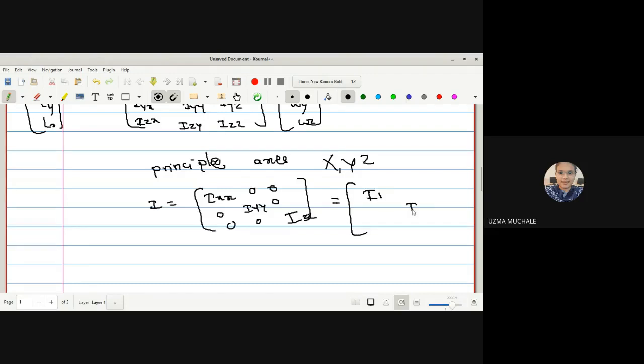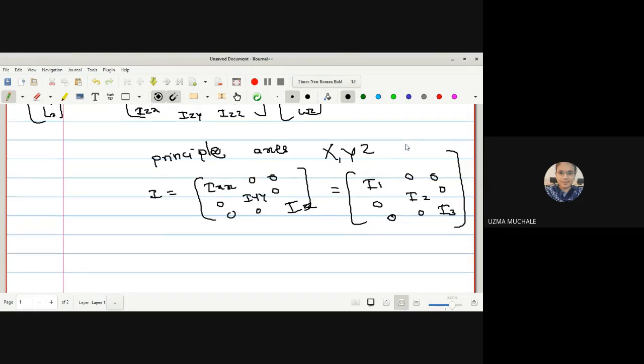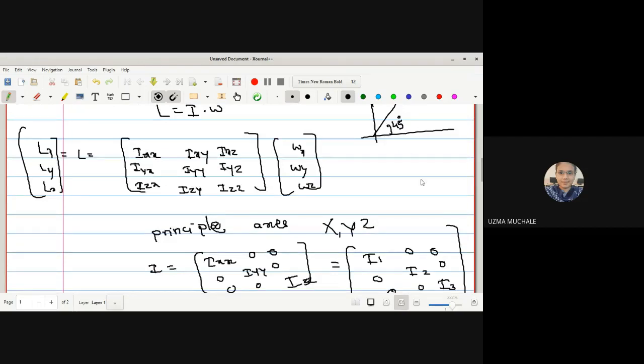This is I1, this is I2, and this is I3. And with the help of this, we can now find out what L is. Now substitute in the above equation and we get... we have to solve this one. Instead of this matrix, we have to write this matrix.